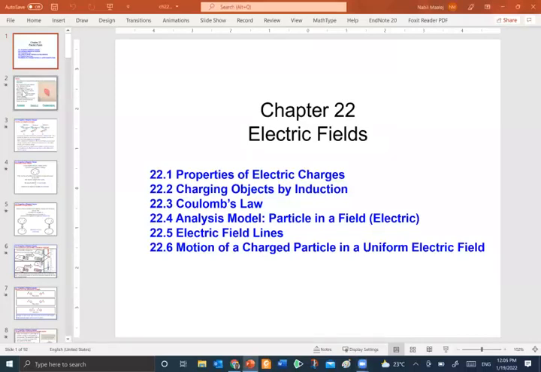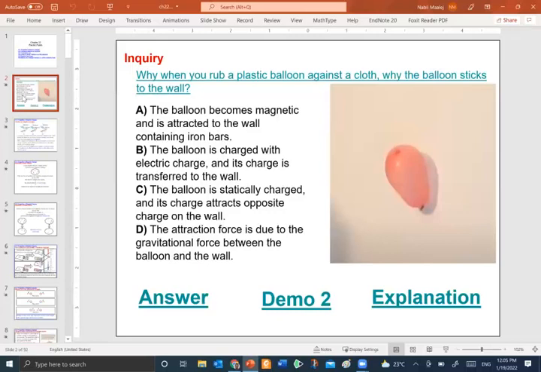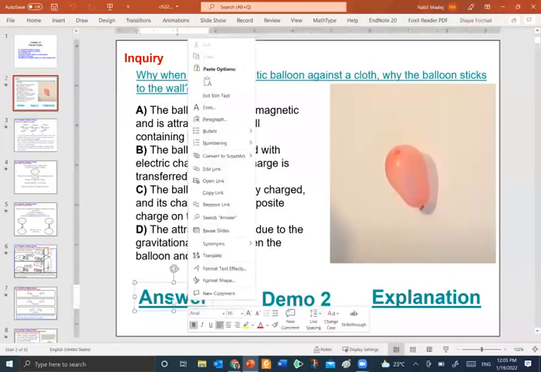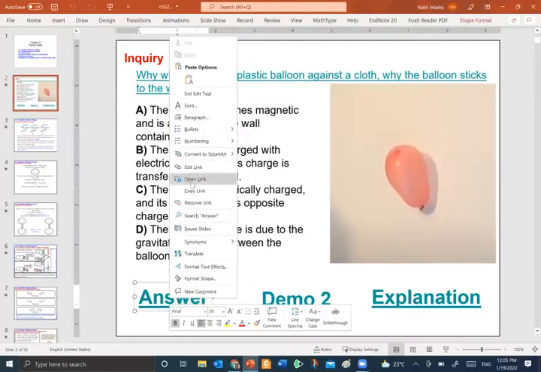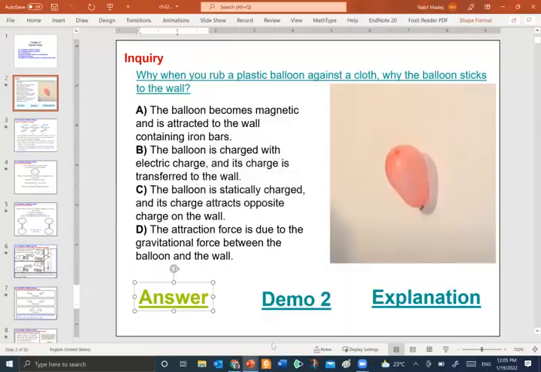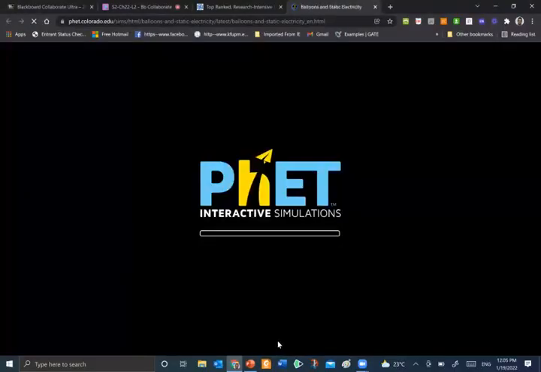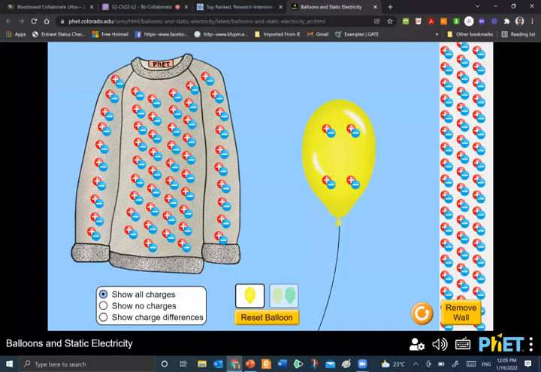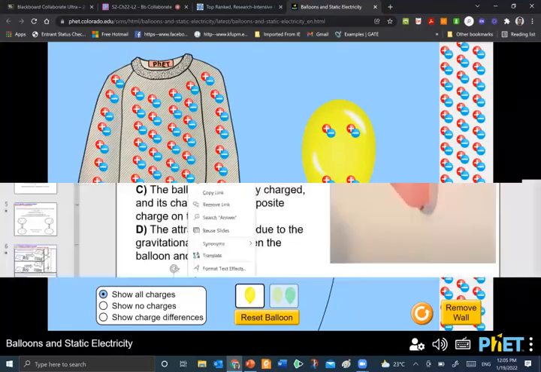So remember, last time we had this inquiry question, and we asked about the balloon and why it sticks to the wall. So let us see what really happens. Okay, with this illustration, open the link. You can still see my screen. Can you see my illustration here?